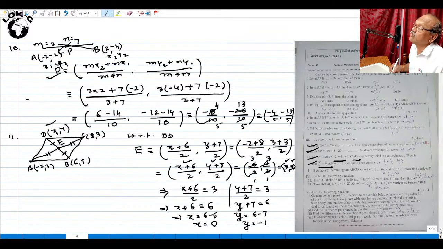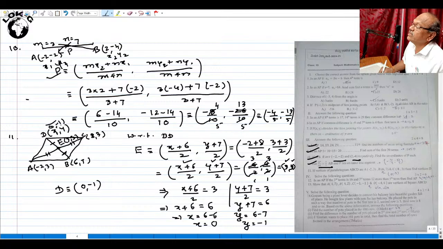Therefore, the coordinates of D are X and Y, that is 0, minus 1. If you take 0, minus 1, then you will get the midpoint. You can just verify this. What are the coordinates of E according to this? Minus 2 plus 8 is 6, 6 upon 2 is 3. Coordinates of E are 3, 3.